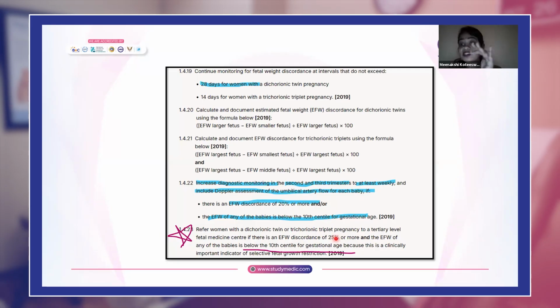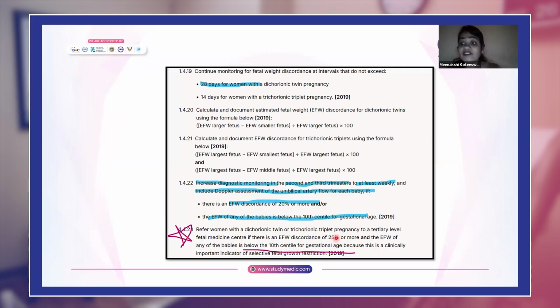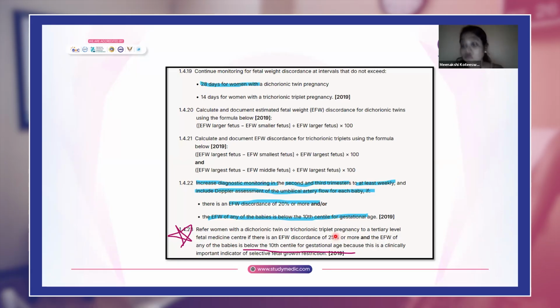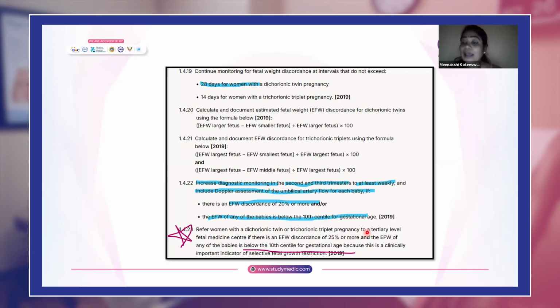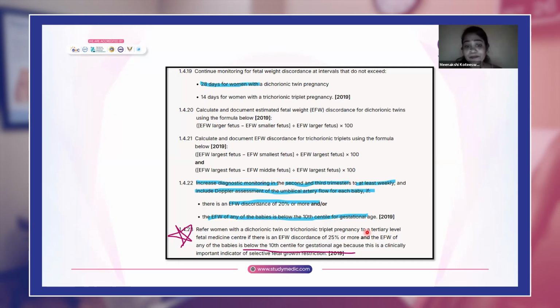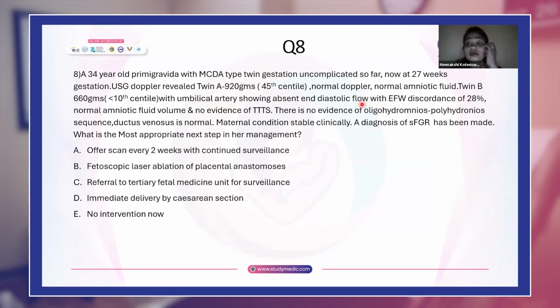So obviously when they ask you about what is the next management and they give you options, make sure that you read all the 5 options. Sometimes referral to fetal medicine unit also would be one of the options, and you're supposed to choose that. So when you think that the discordance is significant, 25%, or if you see that one twin is less than 10 centile, make sure that you escalate it to your fetal medicine, and following that only you're supposed to increase the Doppler frequency to weekly.